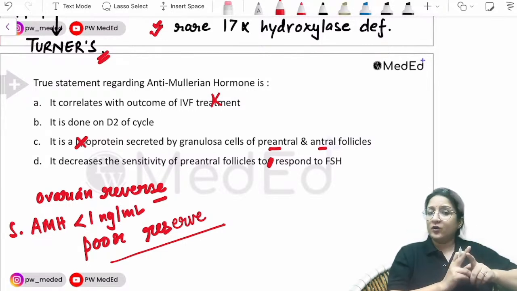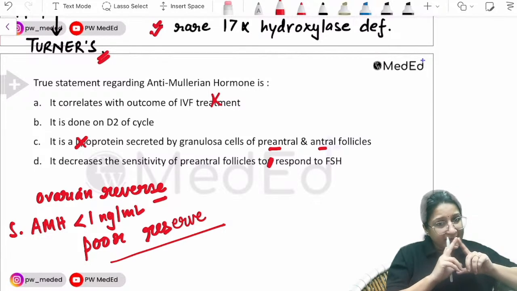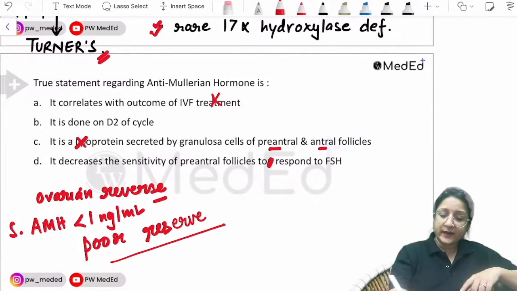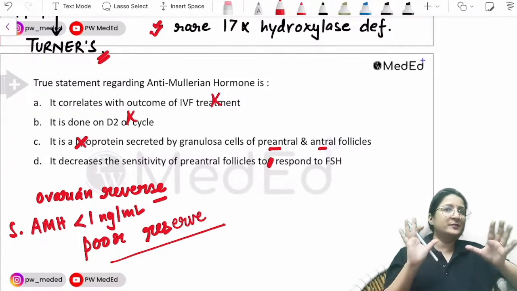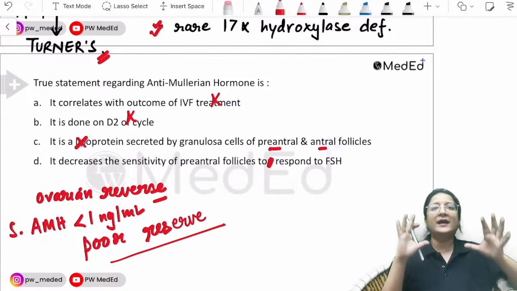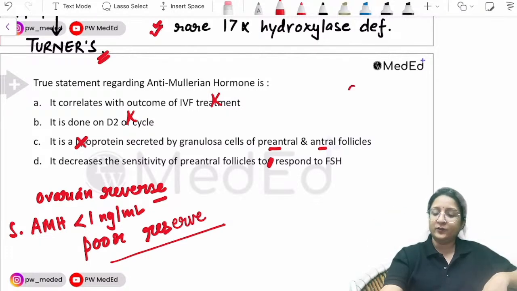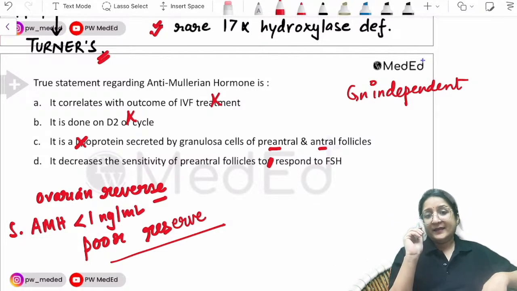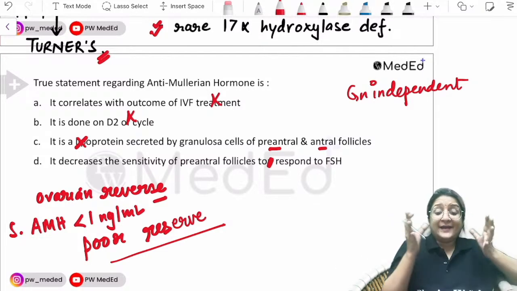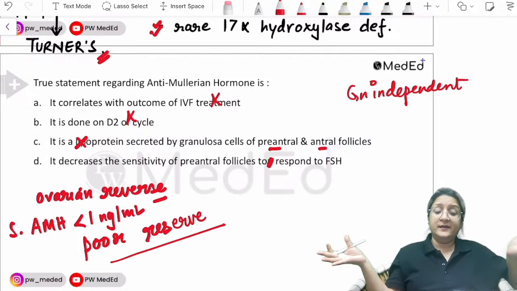It is done on day 2 of cycle. It can be done any time during the month. So it is not done on day 2 of the cycle. That's also an incorrect statement. It can be done any time in the month. It is a gonadotropin independent value. The levels of serum AMH are gonadotropin independent. Okay, so by that logic, only option number D is left.